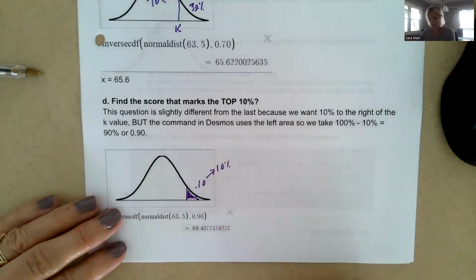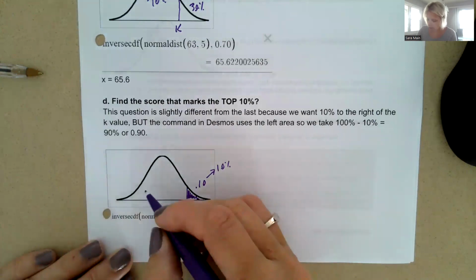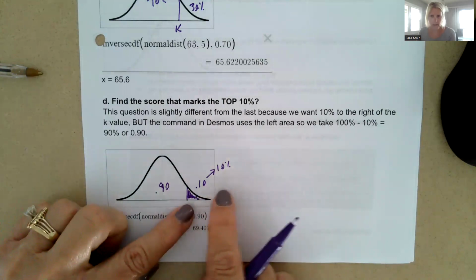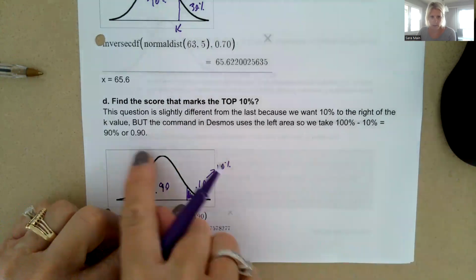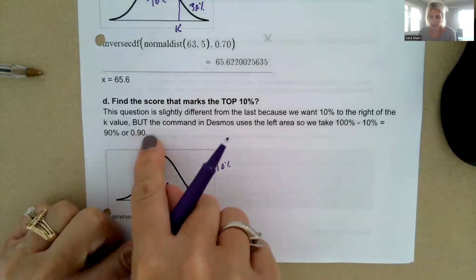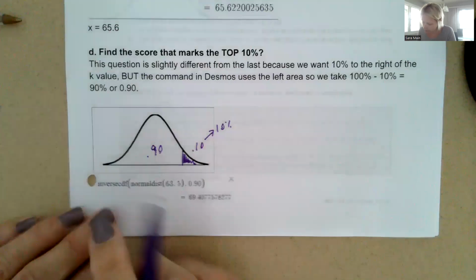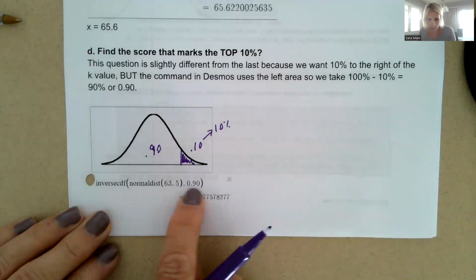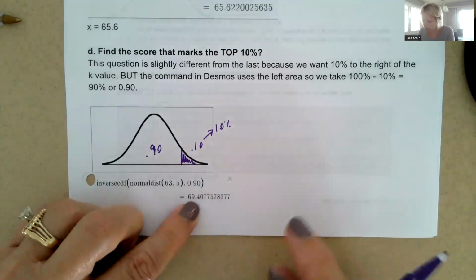Because if I'm a student, I want to know, am I in the top 10% of students, where 10% scored better than me, but 90% scored less than me, right? So I have to get those to add to 1. But the command in Desmos uses the left area. So we take 100% minus 10% and we get 90%, or 0.90 as a decimal in Desmos. So down below, this is what we're going to type in Desmos. Inverse normal distribution of 63 and 5 of 0.9, because we have to put in the 90% that marks the 10% on the right. And that is a score of 69.4.